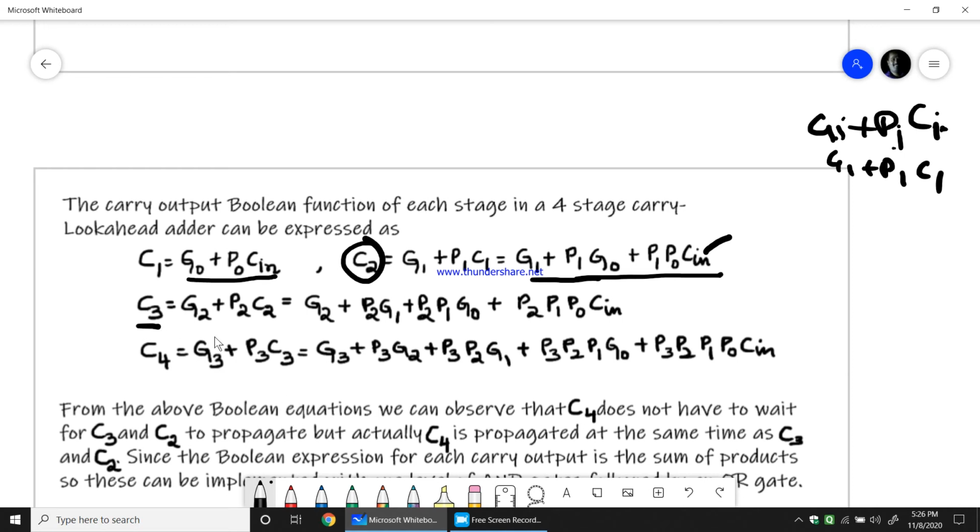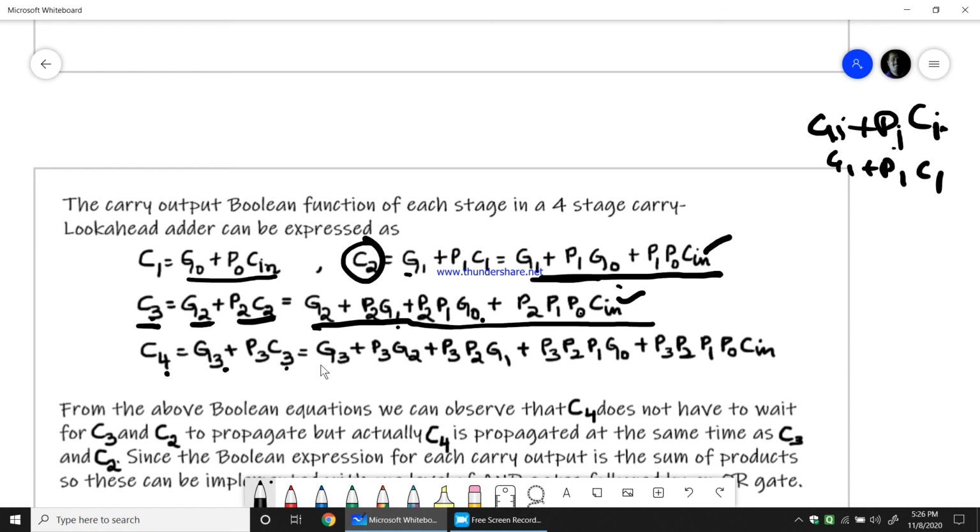Similarly, when I write C3, I'll write G2 plus P2 C2. Now for C2, I'll substitute this equation. Therefore, C3 is G2 plus P2 G1 plus P2 P1 G0 plus P2 P1 P0 Cin. Again, C3 with this equation, you see it is completely dependent on Cin.